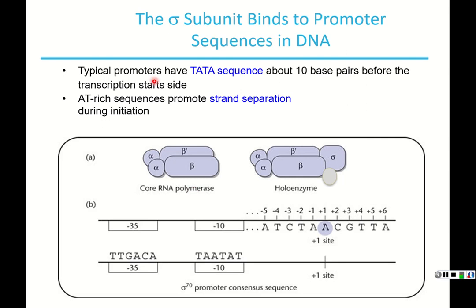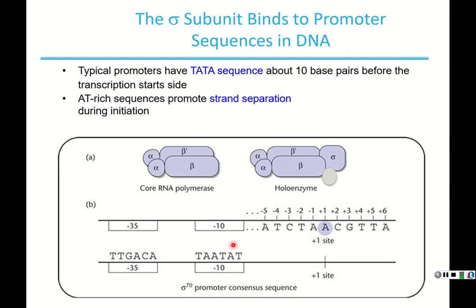The sigma subunit binds to promoter sequences in the DNA. Promoter sequences typically have what are known as TATA sequences, lots of T's and A's, about 10 base pairs before the transcription site. You can also see these referred to as TATA boxes, typically about 10 nucleotides in front of where you start transcribing. Why that's important: with A and T there are fewer hydrogen bonds between the 2 strands, so they're easier to separate. So this is really for strand separation during initiation.